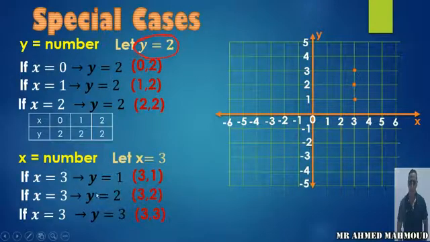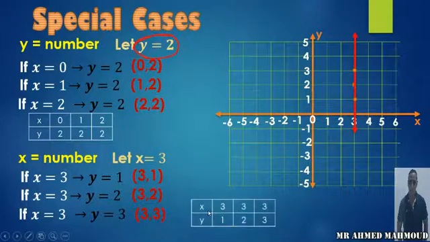I will represent the values in a table like this: x equals 3, 3 and 3, and I will connect them to give me a straight line. This straight line is parallel to the y-axis. Another relation: if the relation is x equal to a number, then the line is parallel to the y-axis. Then they are opposite to each other. Y equal to a number is parallel to the x-axis and x equal to a number is parallel to the y-axis. Don't forget this special case. It's very, very important.